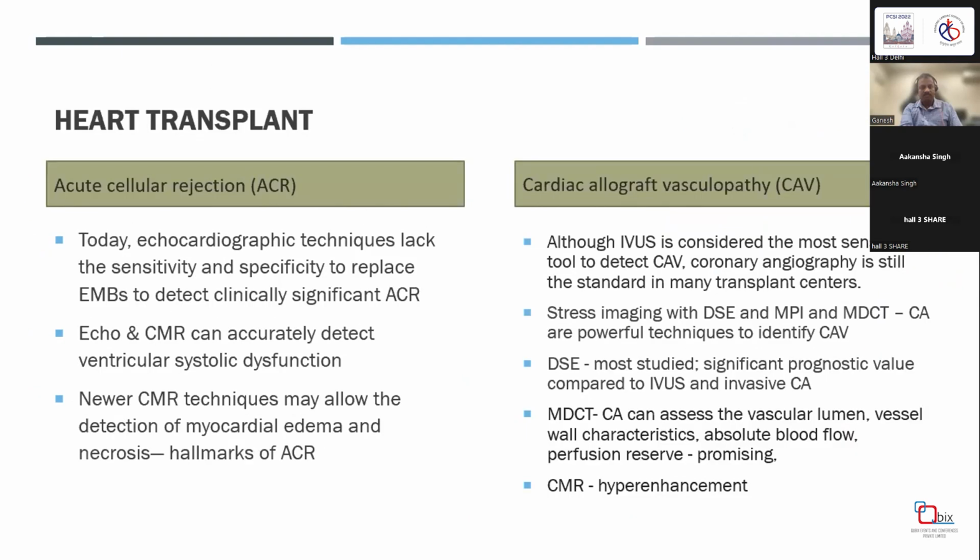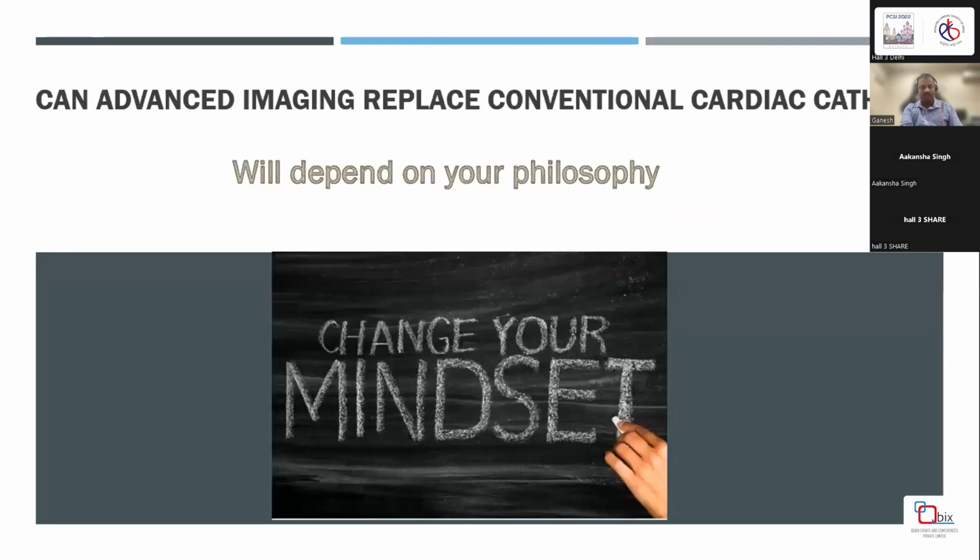How does advanced imaging help in heart transplant? In acute cellular rejection, you have several echocardiographic techniques to predict rejection. And then the CMR can predict myocardial edema and necrosis, which are the hallmarks of rejection. However, the tissue diagnosis tends to be the diagnostic gold standard. Again, how about vasculopathy? Coronary vasculopathy post-transplant, again, stress imaging, dobutamine stress have been shown to be very predictive for vasculopathy, but nothing like doing an IVUS and coronary angiography. So again, this is something that is evolving.